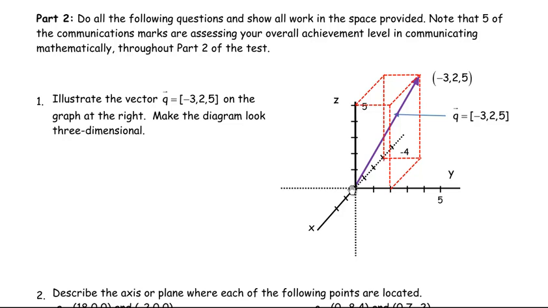So that distance would be 5. So we're basically going here, here, and here. And so we draw a box around that. The box is supposed to make it look three-dimensional. So this up here would be the point negative 3, 2, 5. And so the vector that goes from the origin to that point would be the vector q, which is negative 3, 2, 5.